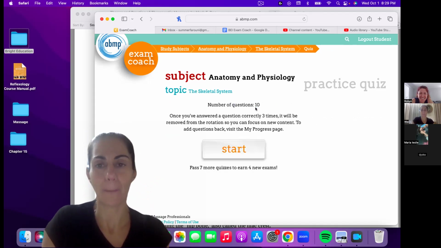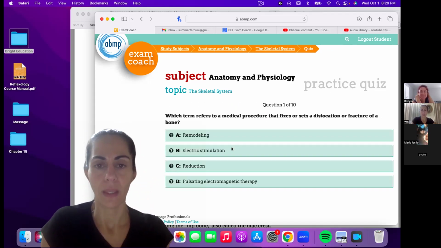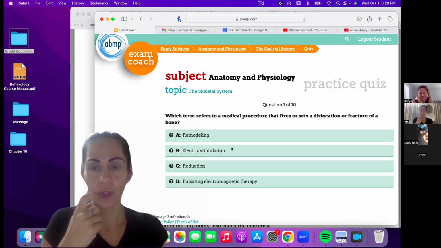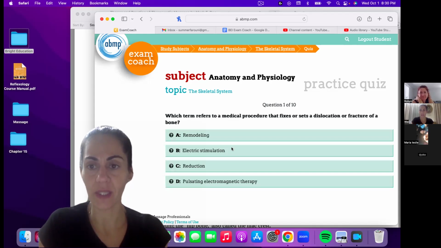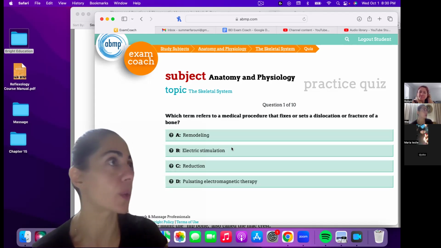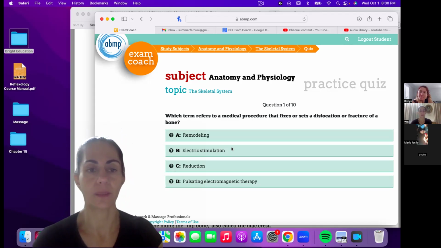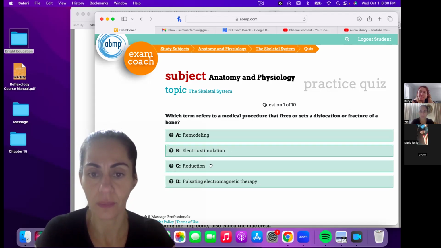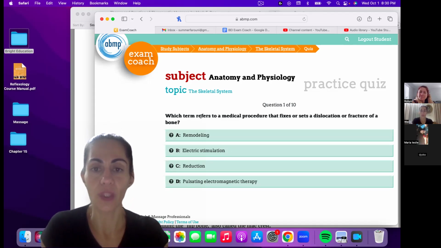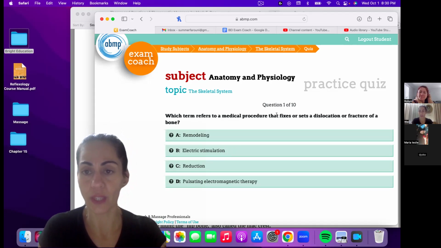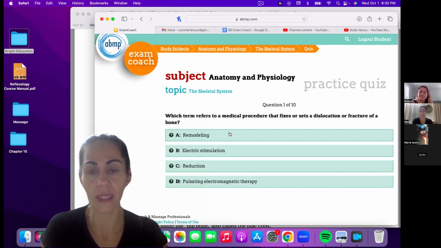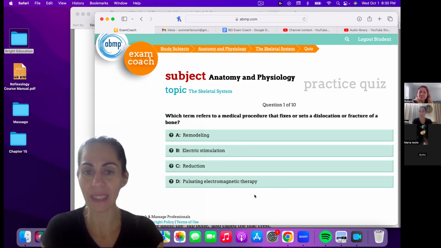Okay, one more. Which term refers to a medical procedure that fixes or sets a dislocation or fracture of a bone? Reduction. No, I don't know, guys. Which term refers to the medical procedure that fixes and sets a dislocation or a fracture of a bone? Remodeling, electric stimulus, reduction, pulsating electromagnetic therapy.